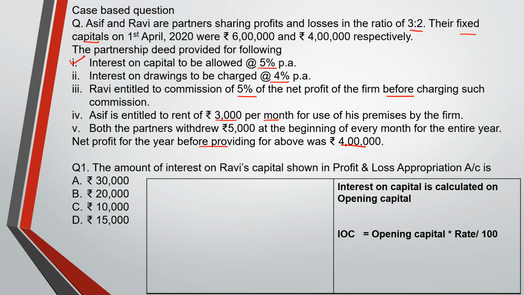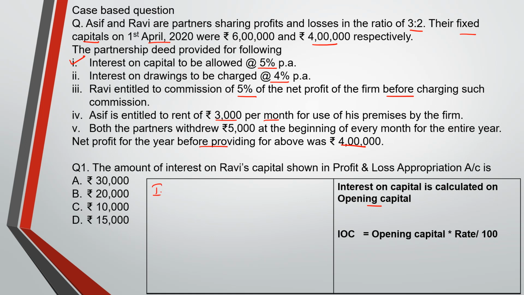The second concept that you need to know is that interest on capital is calculated on the opening capital. Therefore, you have to calculate the opening capital if it is not directly available. But in this question, it is directly available. They have followed the fixed capital system and on 1st April 2020 the capital is 6 lakh and 4 lakh. So Ravi's capital is 4 lakh. Formula for calculation of interest on capital: IOC here represents interest on capital. It is opening capital into rate by 100.